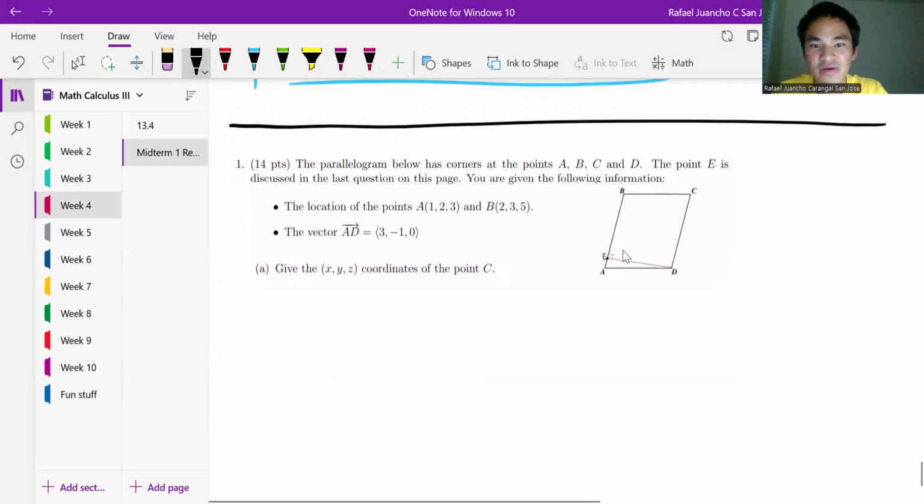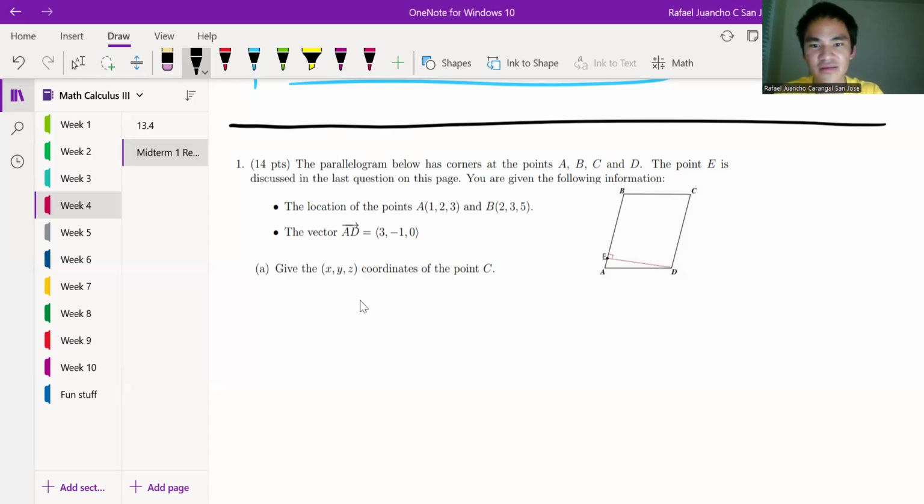Okay, so we have a parallelogram below, and it has corners at A, B, C, and D. Okay, the point E is discussed in the last question on this page. What? Oh, the last question. You are given the following. Did it say something about E? Oh, it did. Okay. We're given the following information.